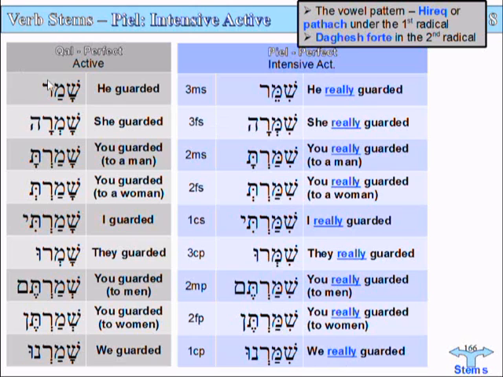Because I use the shamar verb in previous examples, I've stuck with it here, but I could have chosen a better example. Perhaps if I had the word shavar, to break, it would have made sense, or to smash to pieces. So break becomes smash to pieces. That would have been a better example, instead of this kind of a little bit goofy, he really guarded, she really guarded. But the point is that the Piel intensifies the action.